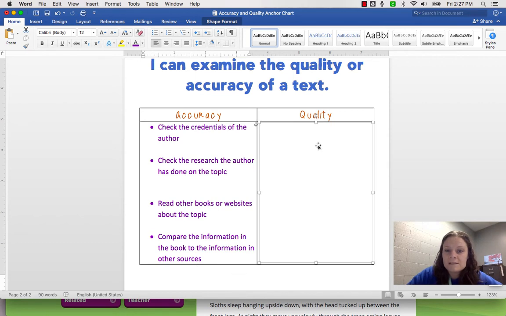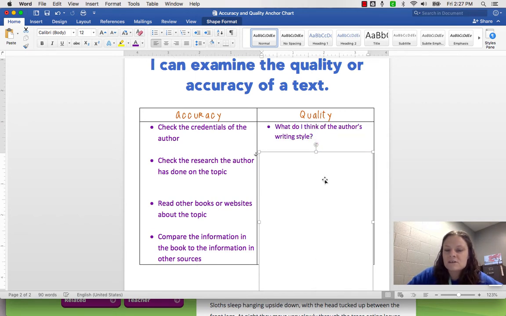So quality as well is another thing. We can ask ourselves this: what do I think of the author's writing style? Is it interesting, or was it the most boring thing I ever read about sloths? Because sloths are kind of cool. I could be curious about sloths, and it could be very engaging, or it could be really boring. So is it quality? Was it well written? Did I like the way the author wrote it? Is it interesting? Is it enjoyable? Do I like reading it?